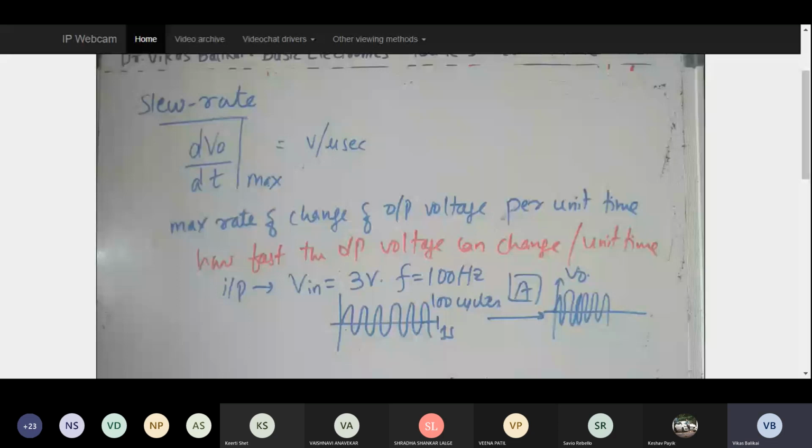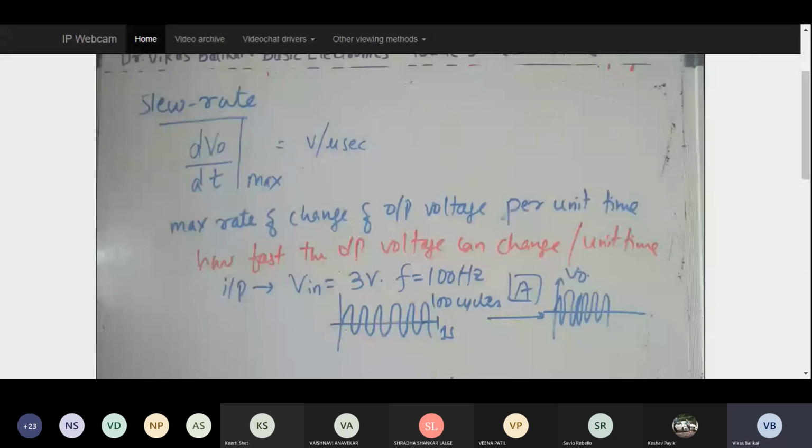Even if we have a very high frequency input, the voltage at the output will not be able to follow at the same frequency. And that is why, if we have a very high frequency signal, you may get a distorted signal at the output. Suppose I give an input of 100 hertz and expect 100 hertz at the output, sometimes it will be distorted because there is always a limitation.